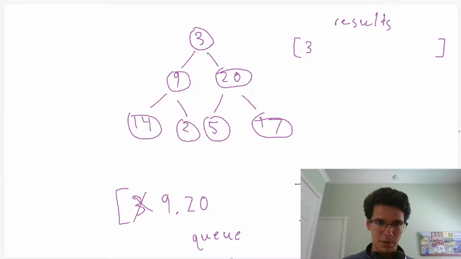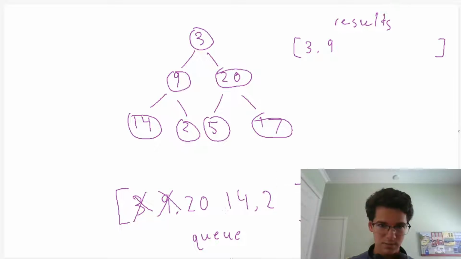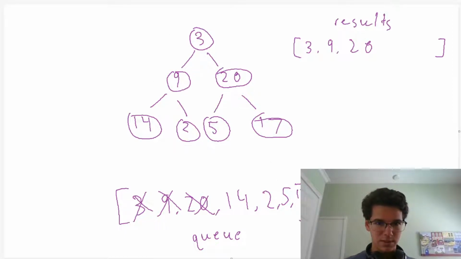And then we're just going to repeat the process. For what we have in the queue currently, we are first going to pop the value that we added. First in is the first one out. Pop it, add it to our result list, add its children to the queue. So this would be 14 and 2. And then we're going to pop the next thing in our queue, add it to our results, and add its children to the queue. So 5 and 17.